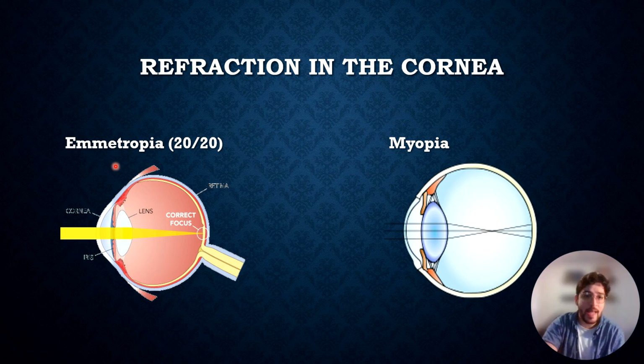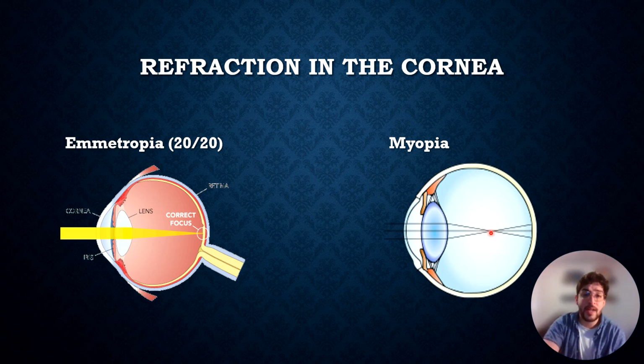Emmetropia, most people know it as 20/20 vision, perfect vision. What we want to happen is light converges onto a point right here, right on the retina. That's where you get the best focus for that light. And so in myopia, for example, nearsightedness, that focal point falls just short of the retina, and so that image is not completely in focus.